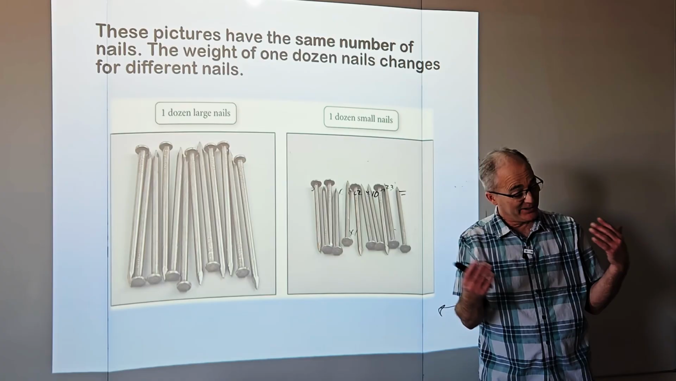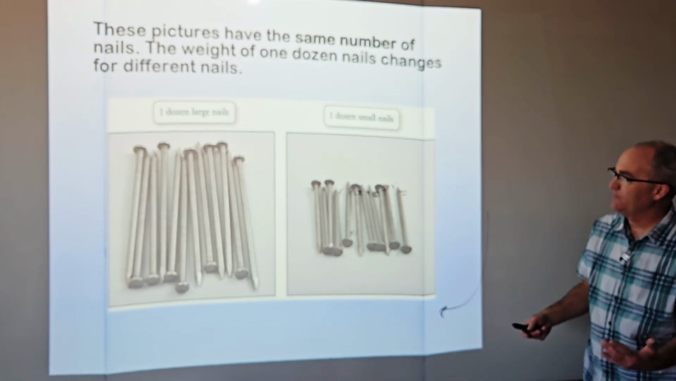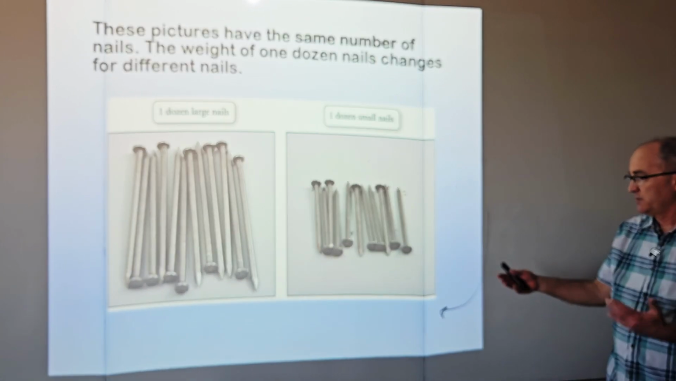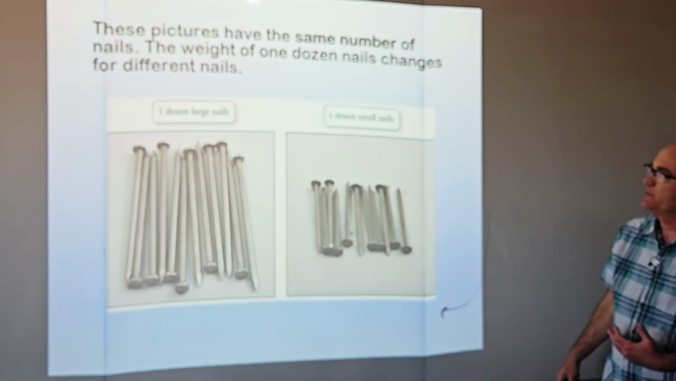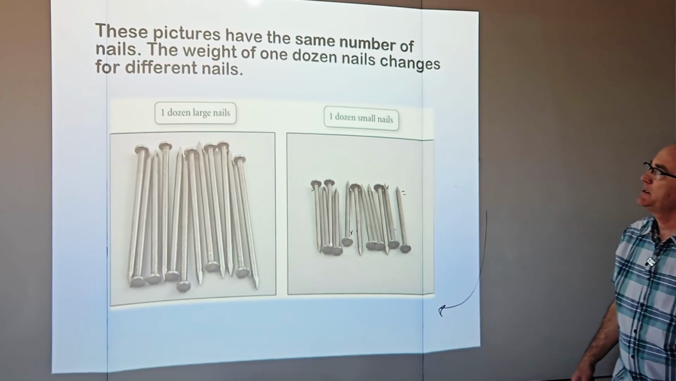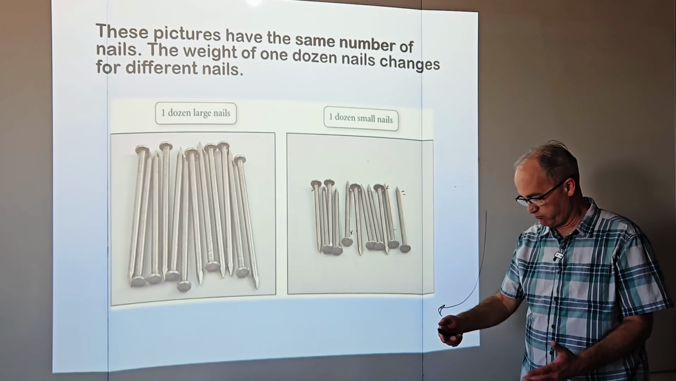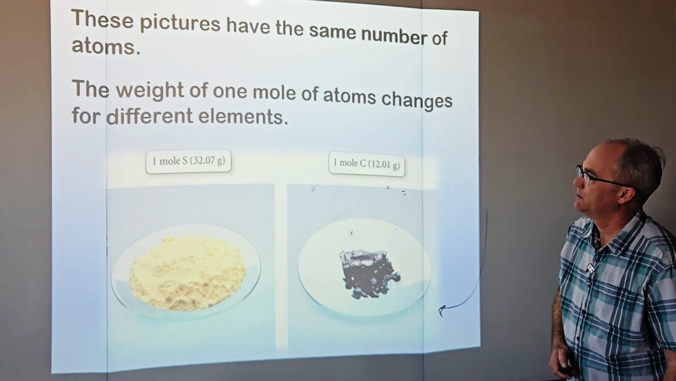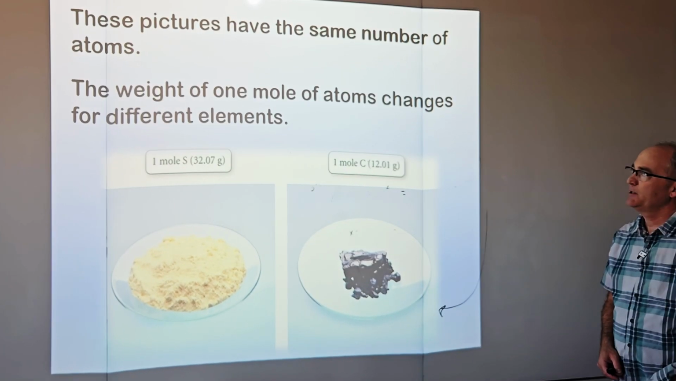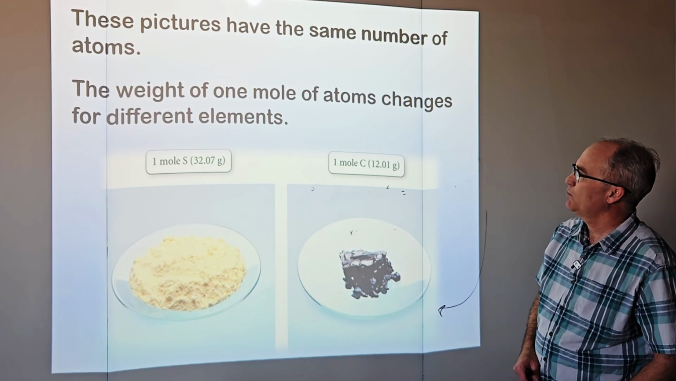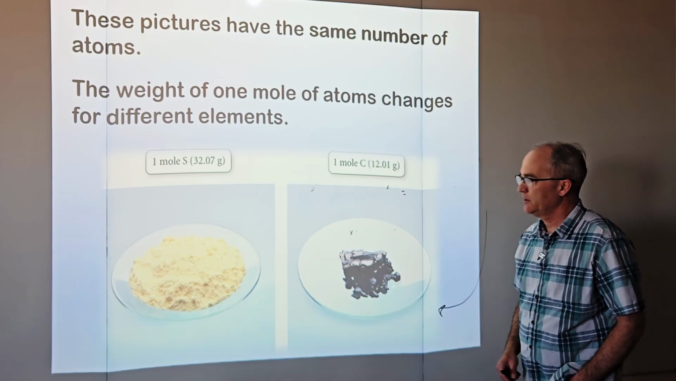And they say no, because everything weighed different and had different volumes. And here, these are going to weigh different, and they're going to have different volumes. These pictures have the same number of nails. The weight of 1 dozen changes for different nails, and they also have different volumes. These pictures have the same number of atoms. The weight of 1 mole of atoms changes for different elements.